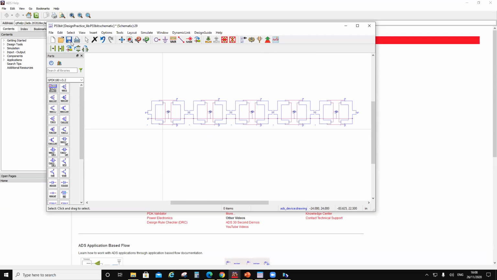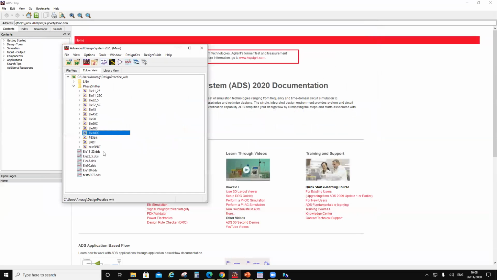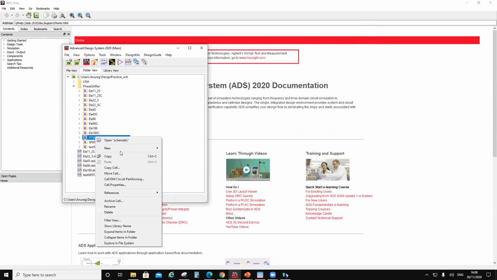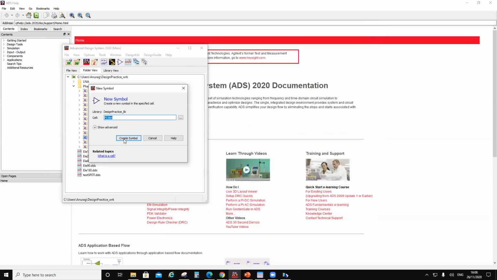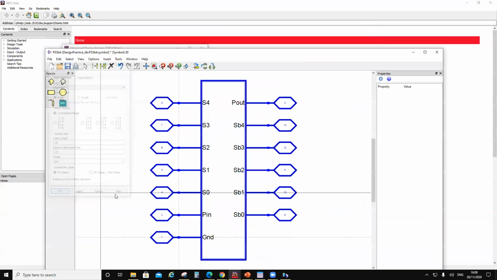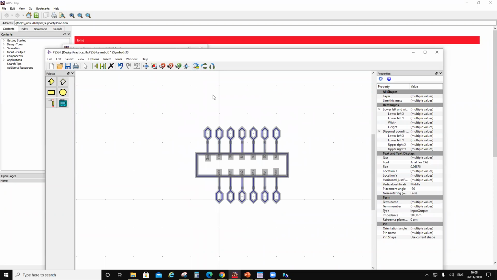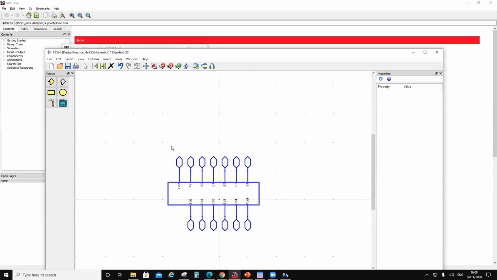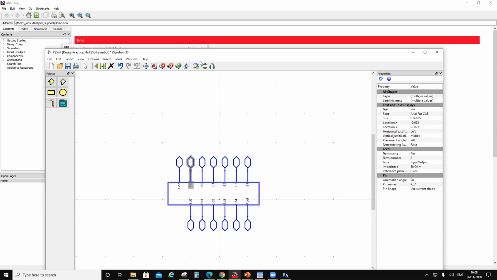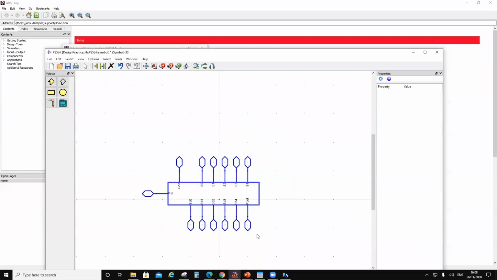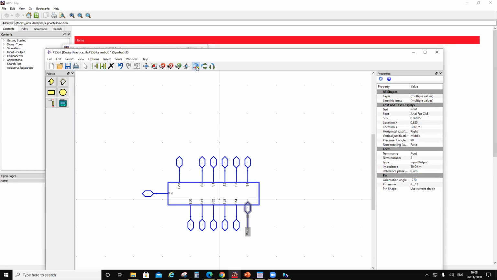And I'm going to make a symbol for this very quickly, and then we will test this tomorrow. So let's make a symbol for this. So 5-bit shifter, and I would do a new symbol, say okay. And in this case, I'm not going to do anything, just rotate this guy. So I have the ground terminal here, P in. I'll pick up P in and put P in over here, and P out I'll pick up and put the P out over there.